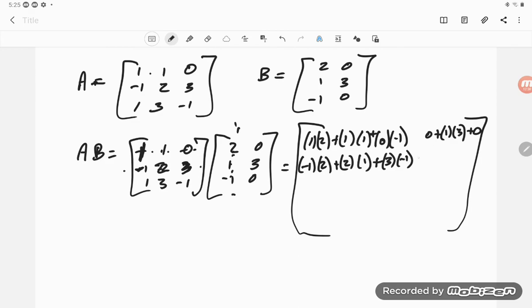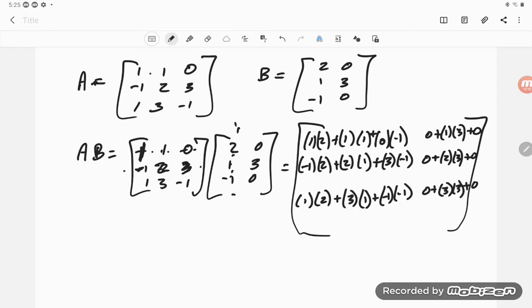And then now I'll get my 0 again, just because I don't have much room here. I'll do that, and then the 2 times 3, and then another 0. And then finally the third row, I get a 1 times the 2 plus 3 times the 1, and plus negative 1 times negative 1, and then 0 plus 3 times 3, and plus a 0.